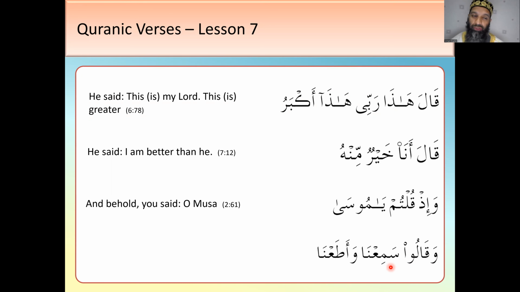Which tense are we doing so far? Exactly. Which tense are we doing so far? The person who wrote, good. Right, so we heard. Sami'a means to hear. Sami'na, we all heard. Right? Exactly, past tense, right? So, and they said, we heard.